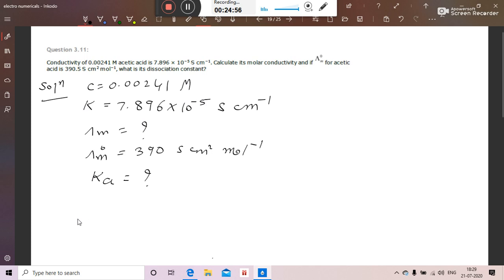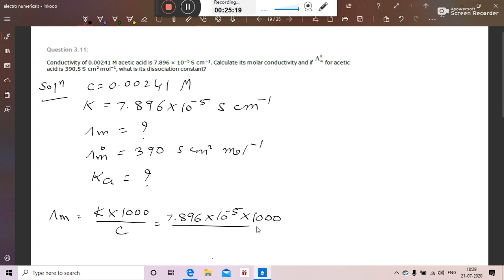First of all, in order to find lambda m, we have to use the equation lambda m equals K into 1000 upon C. So that is equal to 7.896 into 10 raised to minus 5 into 1000 divided by C, the initial concentration, that is 0.00241. On solving this, our value of lambda m will be 32.76, and the unit of lambda m is Siemens centimeter square mole inverse.